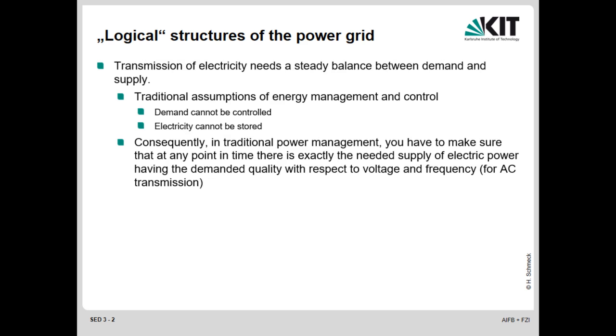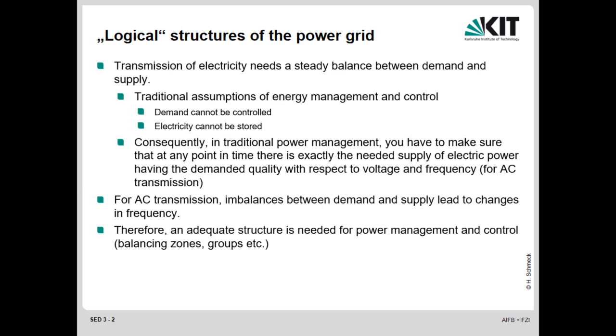So again, just to repeat that, we have these logical structures. We know that we need a steady balance between demand and supply. We know these traditional assumptions that demand cannot be controlled and electricity cannot be stored, so in traditional power management we have to make sure that there's always exactly the needed supply of electric power. This can be seen if we look at the frequency, because imbalances between demand and supply lead to changes in frequency. And so we have this frequency control scheme: the primary, secondary, and tertiary control power.